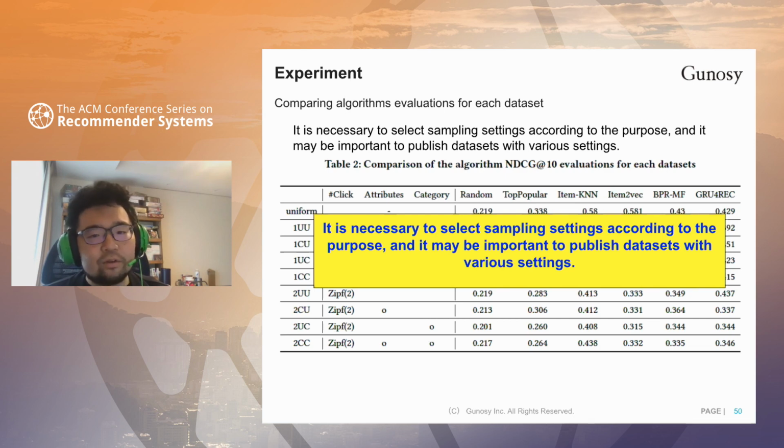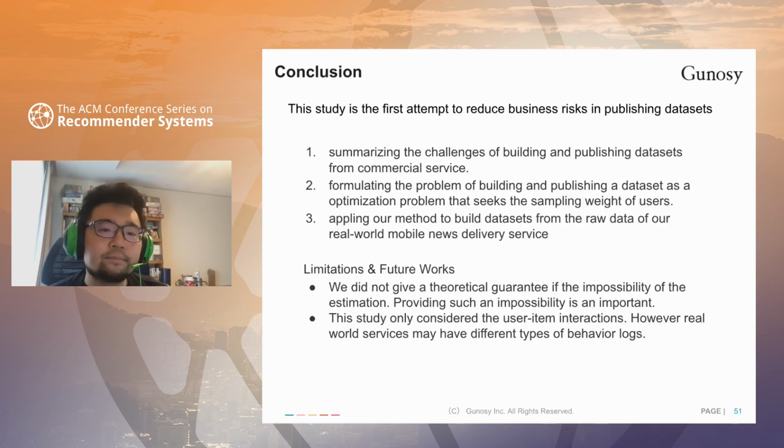In this study, we do not imply which parameter is better or worse. It is necessary to select sampling settings according to the purpose of the research, and it may be important to publish datasets with various settings, I think.